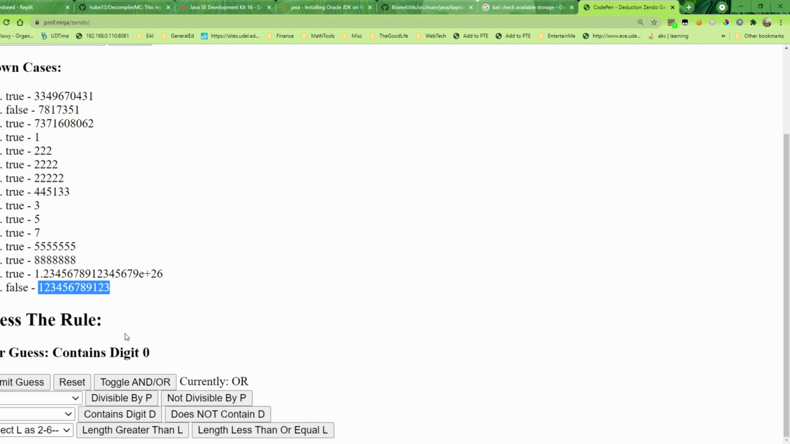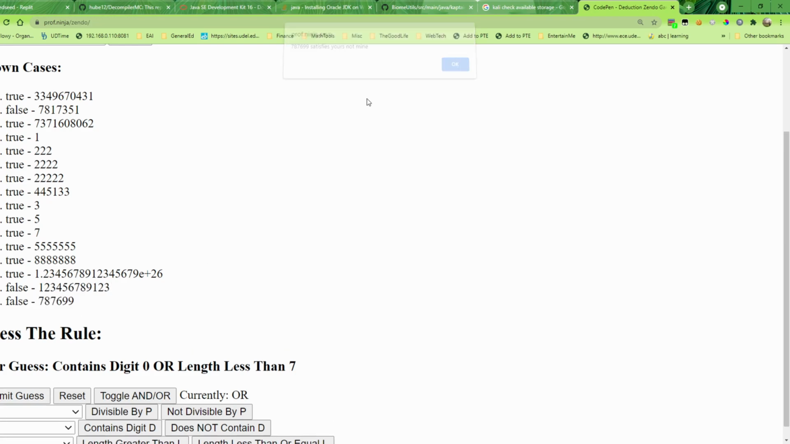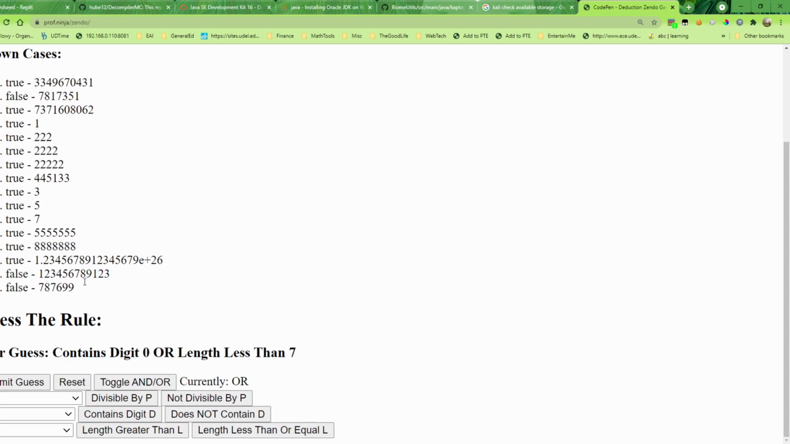Or. Oh, length is below 7. Or 8. Okay. Or, oh, first one is 6. Yeah. Oh, length less than or equal. Okay. Oh, no, actually. Oh, here's another false. Woo, falsehoods. I like falsehoods. This is a length 6 failure.